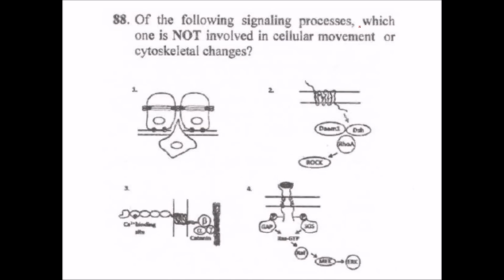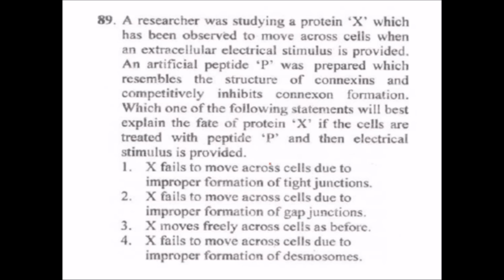Of the following signal processes, which one is not involved in cellular movement or cytoskeleton changes? It's definitely number 4. A researcher was studying protein X, which has been observed to move across the cell when an extracellular electrical stimulus is provided. An artificial peptide P was prepared which resembles the structure of connexins and competitively inhibits connexin formation. Which one of the following statements will best explain the fate of protein X if the cells are treated with peptide P and then an electrical stimulus is provided?